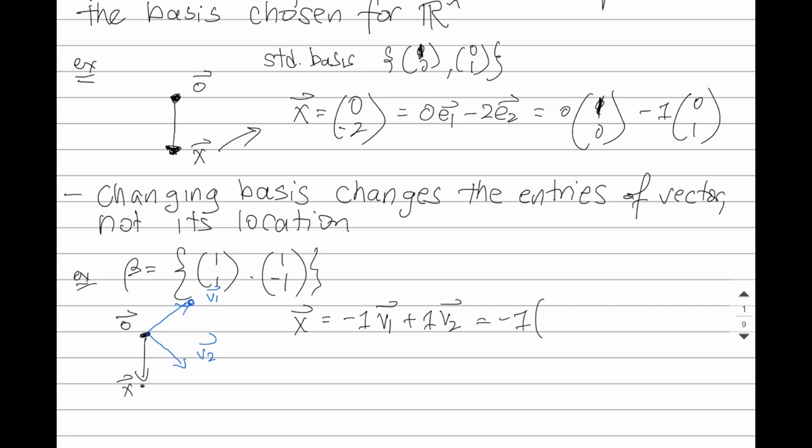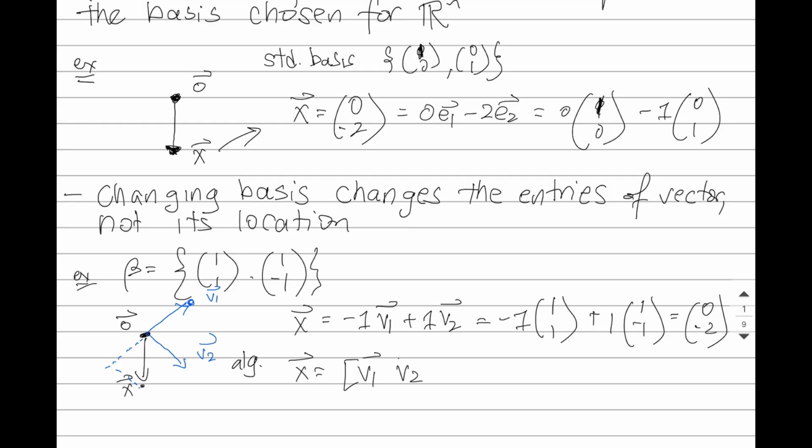So that's going to be -1 bunches of (1, 1) and 1 bunch of this vector. This gets you to (0, -2). So we would go -1 in this direction and +1 in this direction, and that would take us to the vector that we want. There's an algebraic relationship that connects these two different bases.